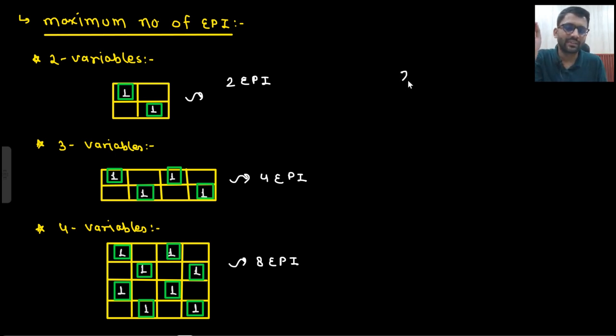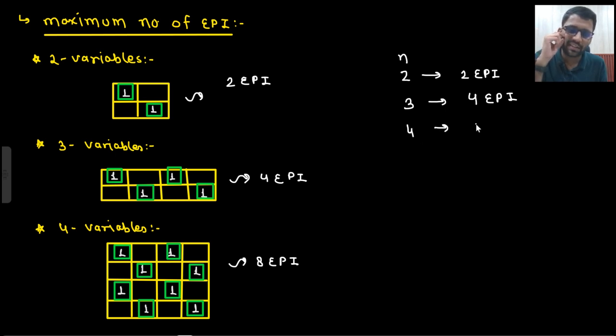So in 2 variables, where the number of variables is n, I am getting 2 essential prime implicants. In 3 variables, I am getting 4. In 4 variables, I am getting 8. How am I getting it? Basically, if 4 variables are there, that means I can make 2 to the power 4 cells. 16 cells are there.